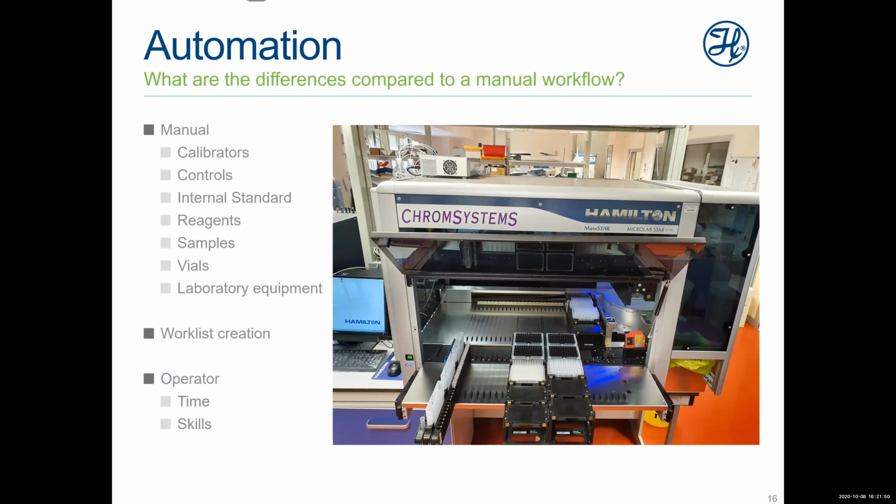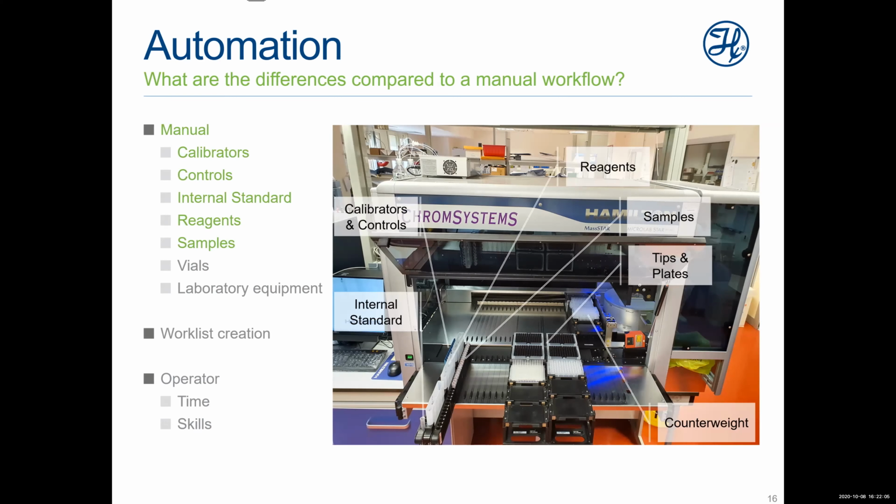Now we are going to talk about the Chromsystems and Hamilton Microlab STAR, that is a CAVD device present in our laboratory. And we are going to compare the difference of working with it compared with the manual preparation, because as you all know, the preparation for chromatographic methods and chromatographic methods coupled with mass spectrometry needs a lot of work before we can put the sample on the system.